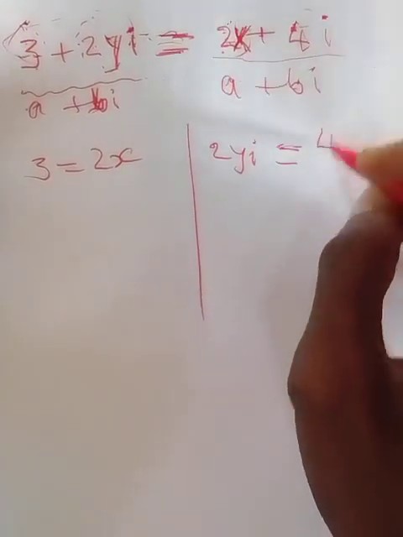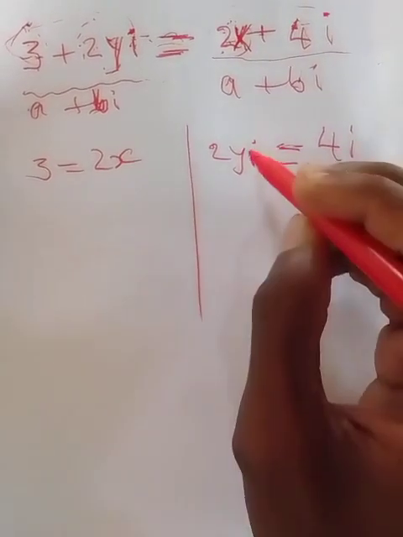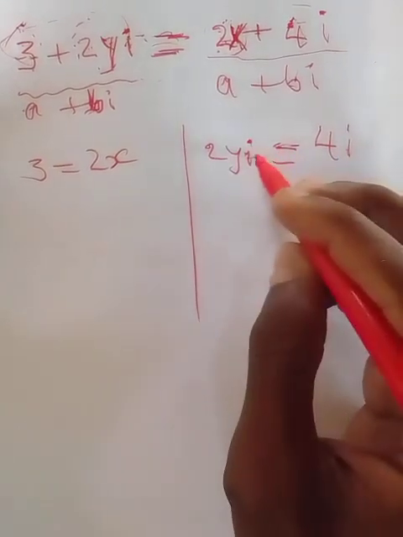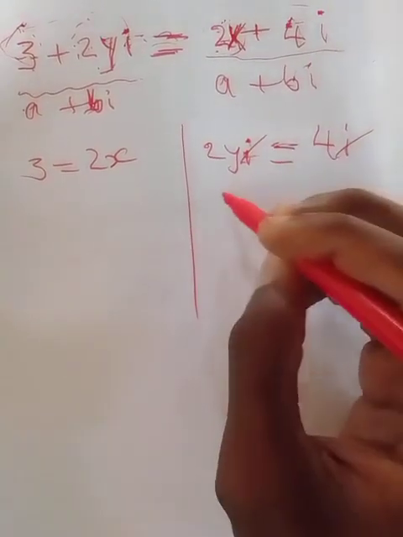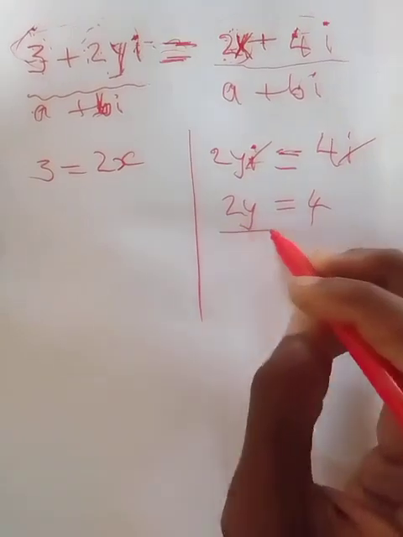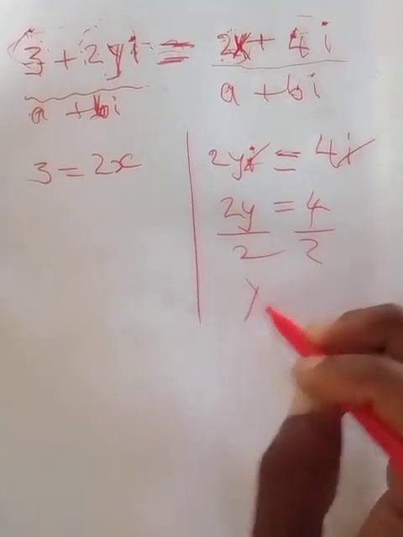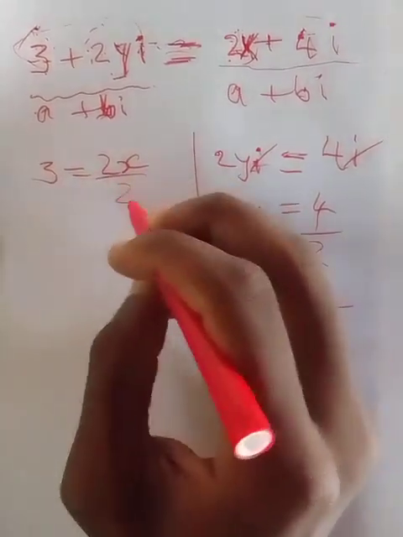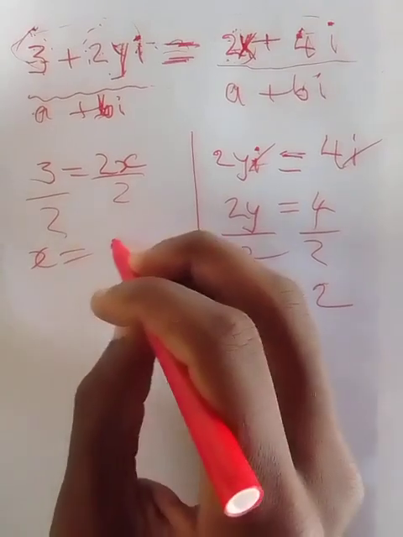But the i sign, this one, cancels because it is present on both sides. So you can just cancel this, and you're going to have 2y. You can even find the value of y. Just divide by 2. Here you're going to divide by 2. You can even have x as your 3 over 2. So that is the principle.